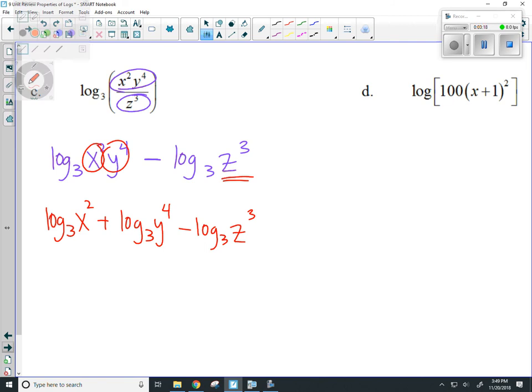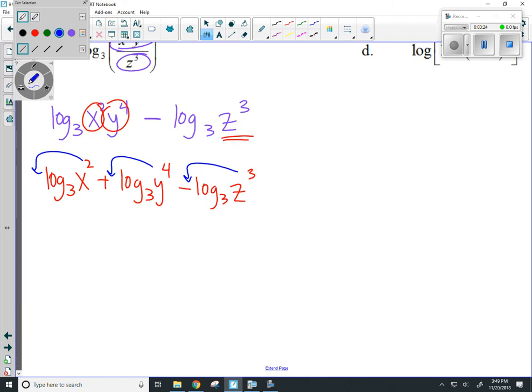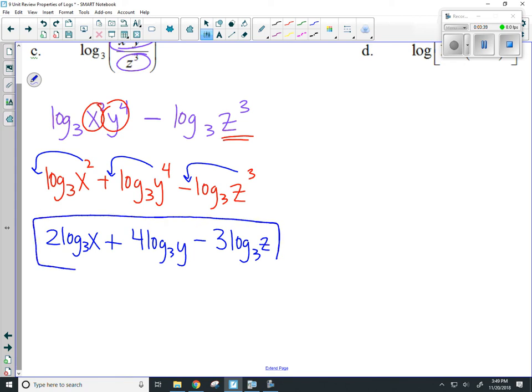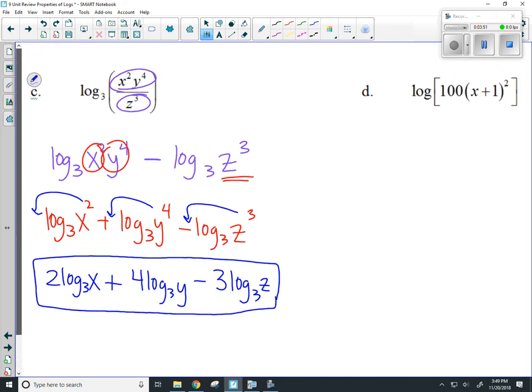All right, and then each of these have exponents that can be bumped out in front of their respective logarithm. So 2 log base 3 of x plus 4 log base 3 of y minus 3 log base 3 of z. If you wanted to check something like this in your calculator, what you'd have to do is store separate values for x, y, and z, which is possible, but you might not find that it's worth it. It's up to you, but you could store 3 separate variables, one for x, one for y, one for z, make them all random, and see what happens.